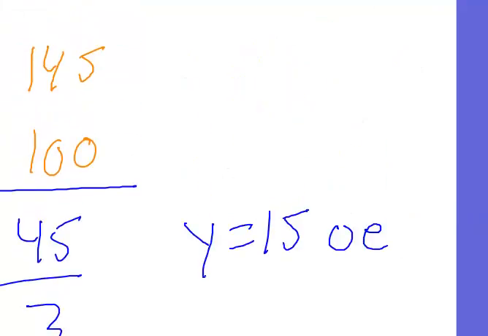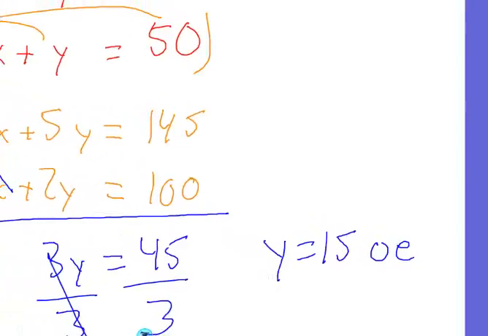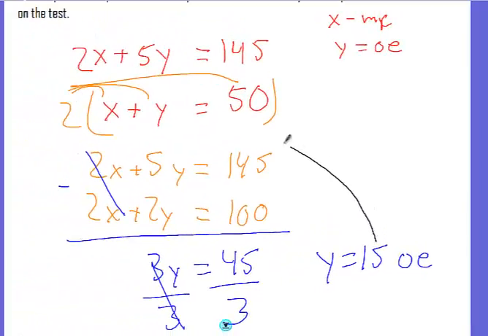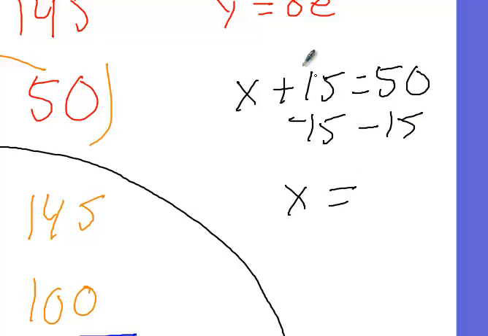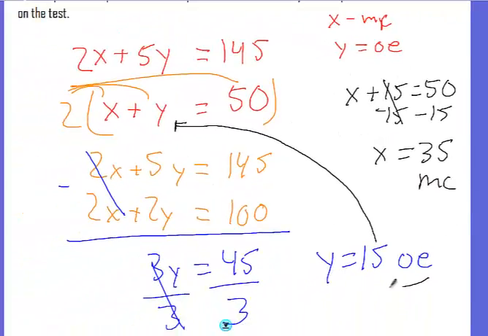All right, just like every other system of equations, once you find out what your y value is, you need to take that, substitute into another equation. So you get x plus 15 equals 50. Subtract 15. X equals 35. Multiple choice problems. And there's your answer.